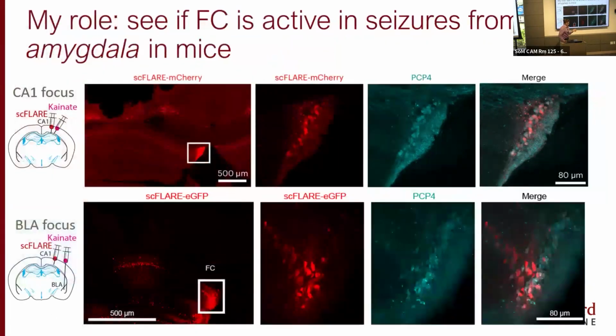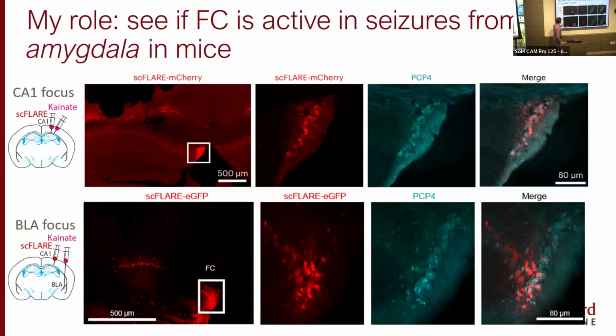So my role was to check if SC flare would also label cells in a different model of epilepsy than was previously used in the lab. They were using a CA1 focus, where the kainate was, and I chose to do the amygdala. And I basically found the same thing, which is really reassuring, because it could have been that the excitotoxin was just diffusing into the FC, causing it to have a seizure and label.